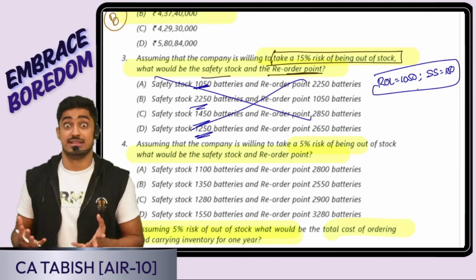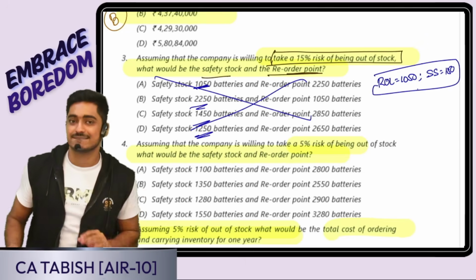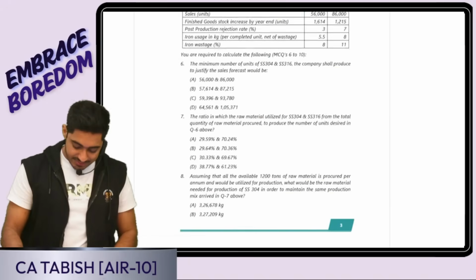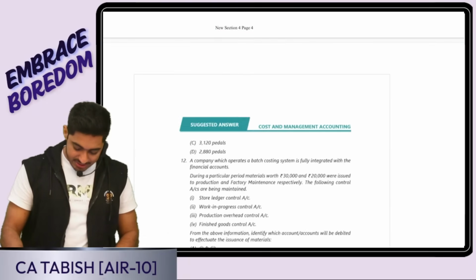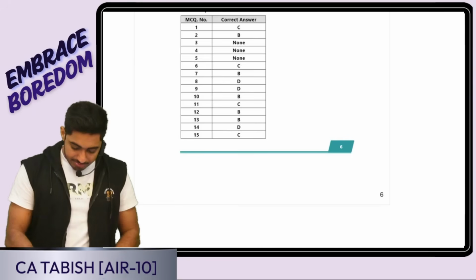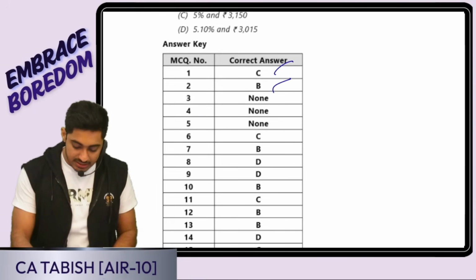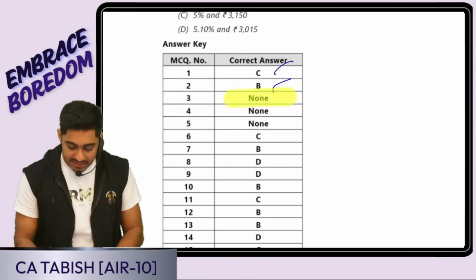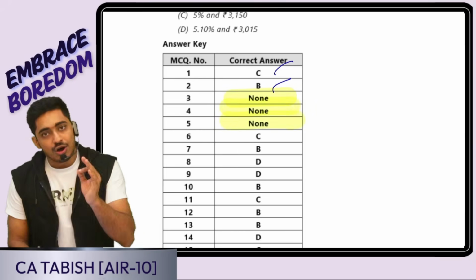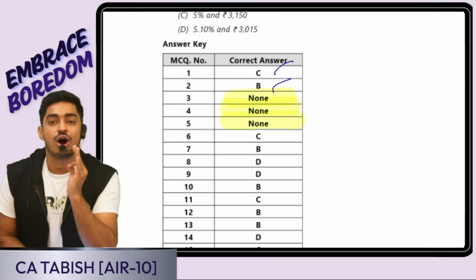Sir, how can you tell, sir? Sir, you don't know how to solve, sir. Wait, I will show it to you guys. Okay, are you ready? MCQ 1 is C, we also got C. 2 is B, we also got B. 3, 4, 5, the institute's answer is C. None, none, none. Why? All the 4 options are horribly wrong.